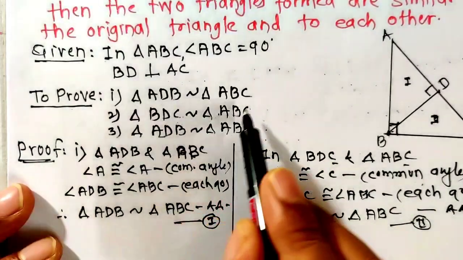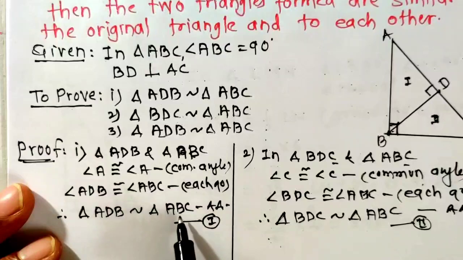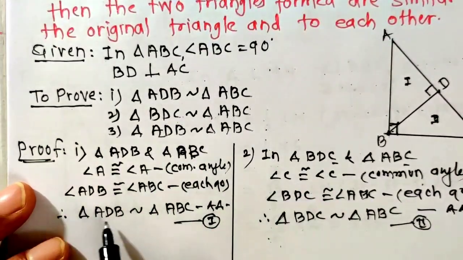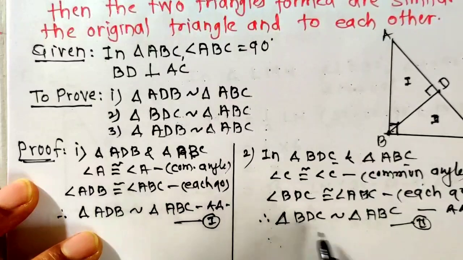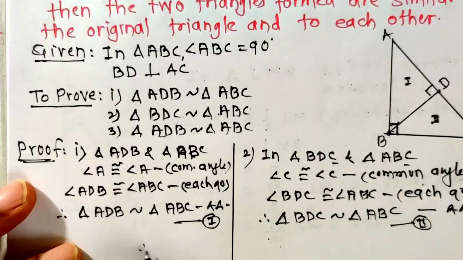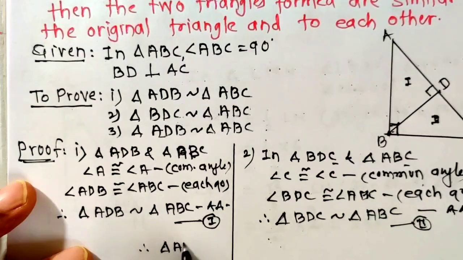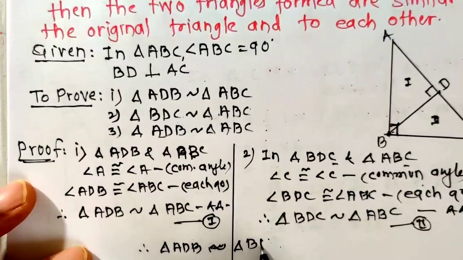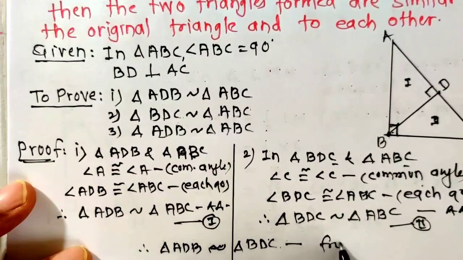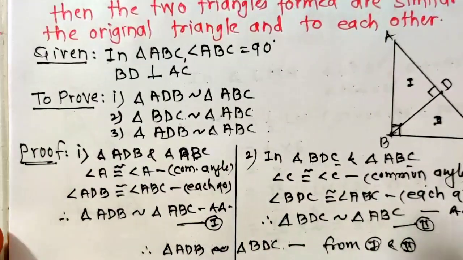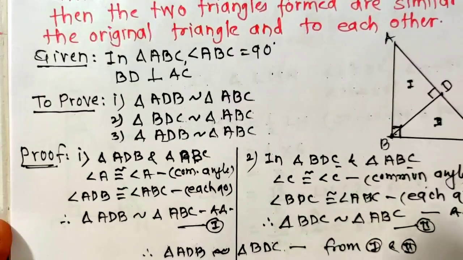So the first one proves ADB similar to ABC, and the second one proves BDC similar to ABC. Now A is similar to B and C is similar to B, therefore A and C are similar. So from 1 and 2, triangle ADB is similar to triangle BDC. In this way we get the third result. So this is the property or theorem for the right angle triangle.